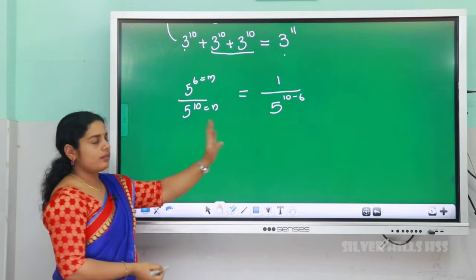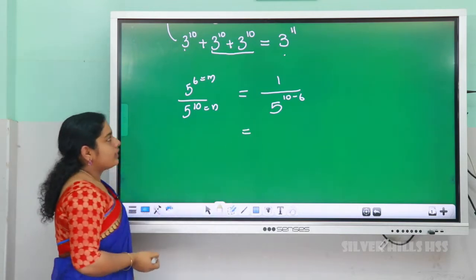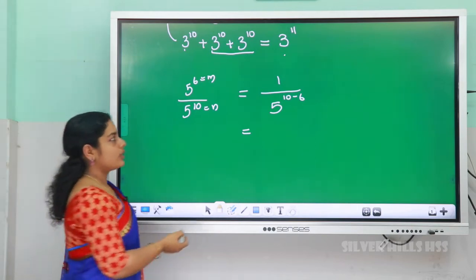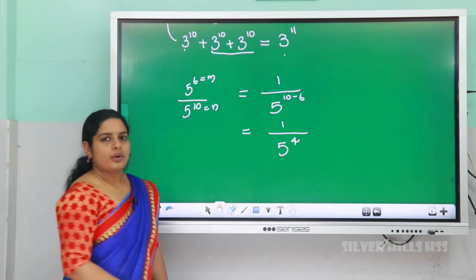So, we have to solve this. 5 raised to 6 by 5 raised to 10 is 1 by 5 raised to 10 minus 6, and it is the same as 1 by 5 raised to 4.